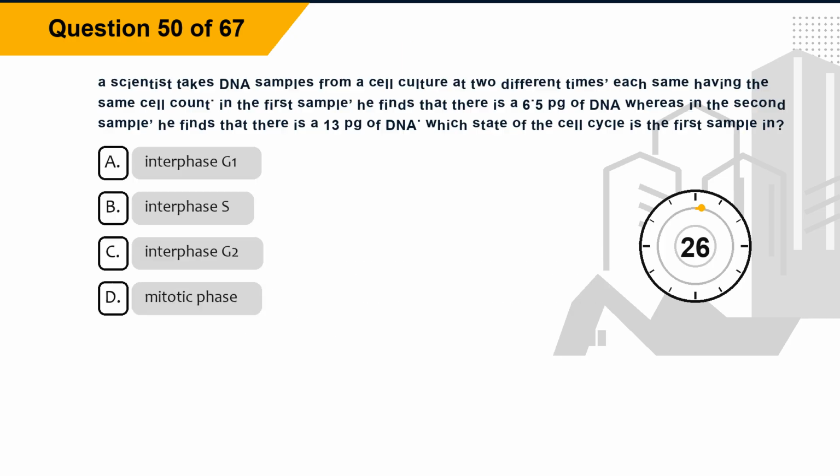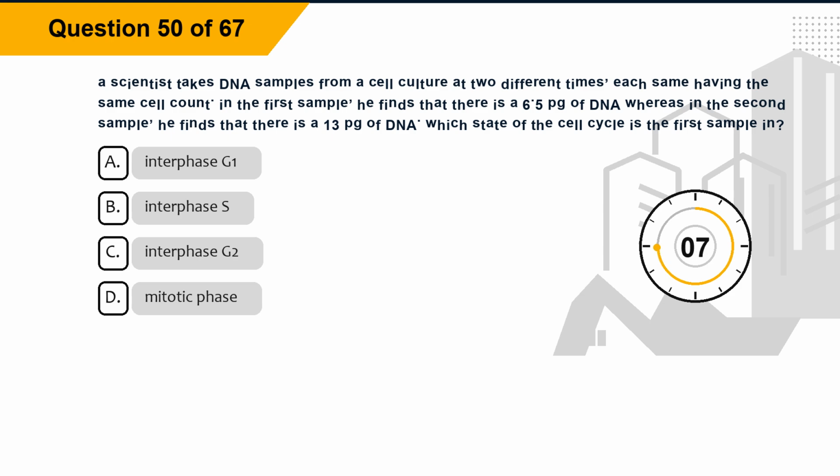Question 50. A scientist takes DNA samples from a cell culture at 2 different times, each having the same cell count. In the first sample, he finds that there is 6.5 pg of DNA, whereas in the second sample, he finds that there is 13 pg of DNA. Which state of the cell cycle is the first sample in?